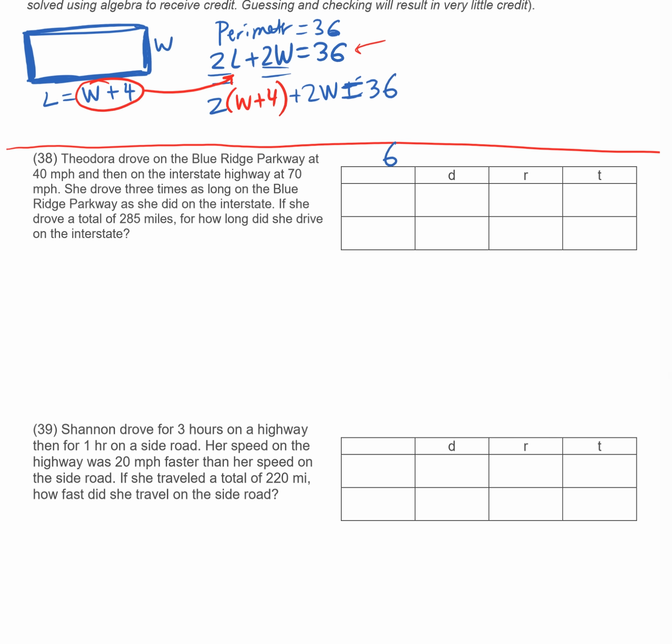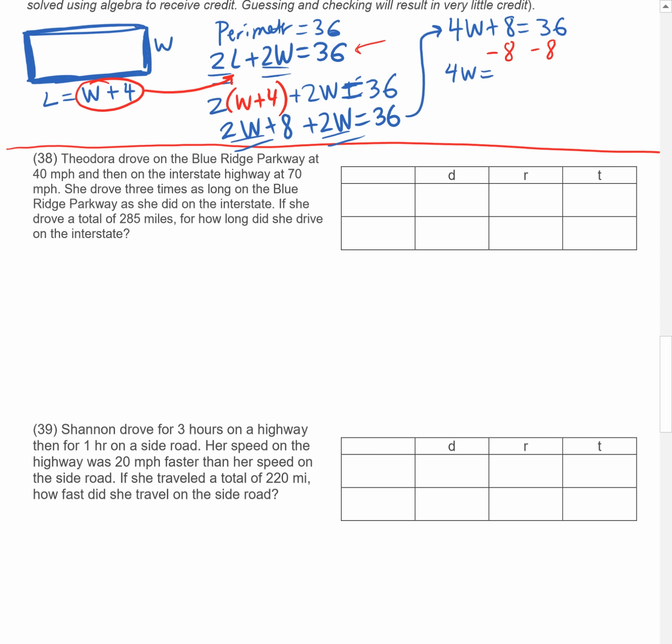Alright, let me distribute the 2. That'll be 2W plus 8 plus 2W equals 36. There are a couple like terms on the left: 2W and 2W make 4W, plus the 8 that was there, equals 36. Now I can solve for W first by subtracting 8 from both sides. So I'll have 4W equals 28. And I'll be done if I just divide both sides by 4. That'll give me the width.